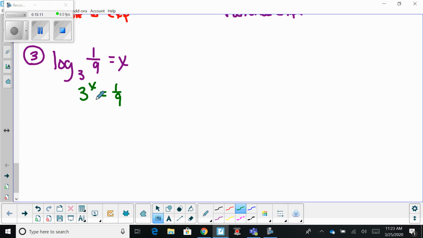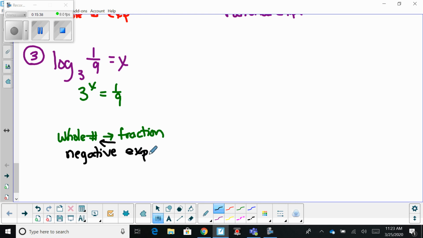And then, if I'm going from a whole number to a fraction, or vice versa, if I'm going from a fraction back to a whole number, this is going to be some kind of a negative exponent. So once I recognize that I've got to have a negative exponent, I'm really just thinking, how does 3 become 9? Well, 3 squared is 9, so x is going to be negative 2. The negative makes it move to the denominator, and the 2 squares the 3 to become the 9.